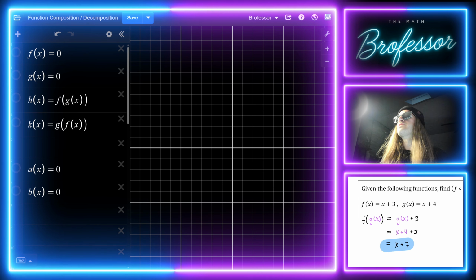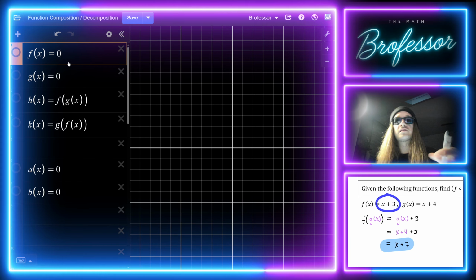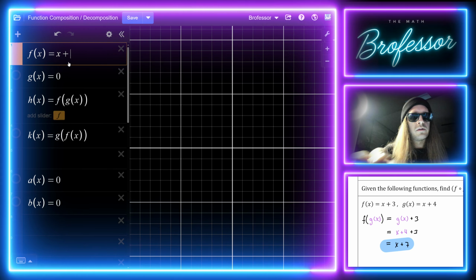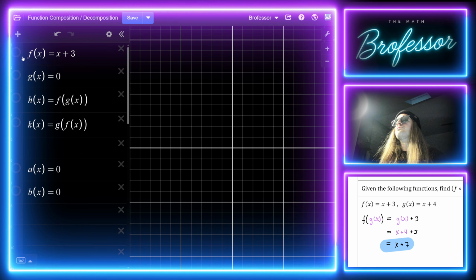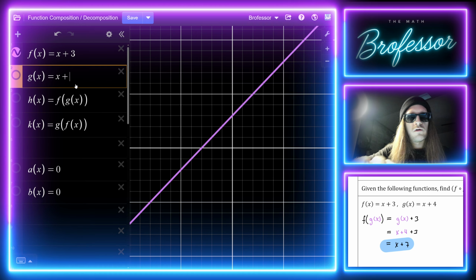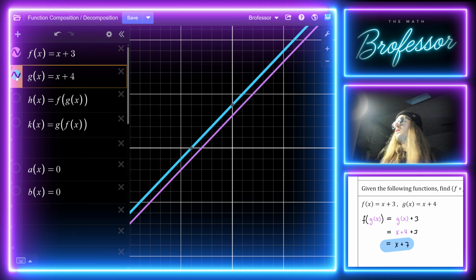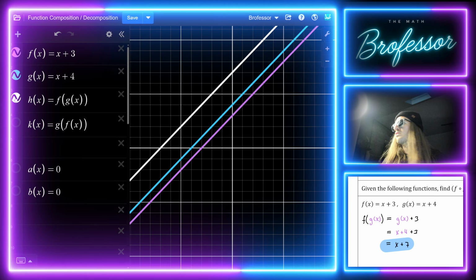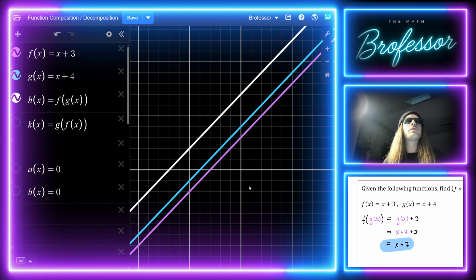And right here where it says f of x, I'm going to type in what my f of x is, right? So here my f of x is x plus 3. I'm going to type in x plus 3 here, and I need to turn this on. So there we go. This purple graph is the graph of x plus 3, and then my g of x is x plus 4. So x plus 4 right there. All right, so the purple is your f of x, and your blue is your g here. And now what you'll see here, I have h of x equals f of g of x, right? So Desmos is going to do this automatically, and that's going to be the white graph. That'll be the white graph.